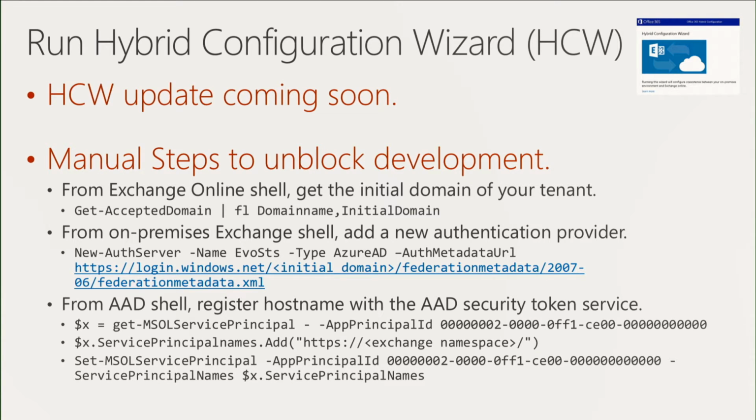So when Microsoft Graph goes and says the resource I need a token for from the user is mail.contoso.com, because the admin has already registered that with Azure Active Directory, it'll issue the token. So that's the last piece of the puzzle. To unblock development, you can use these steps. What we really want to do is give you an HCW update, which you just run, and then that will take care of these steps for you.